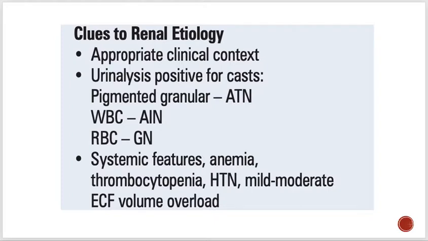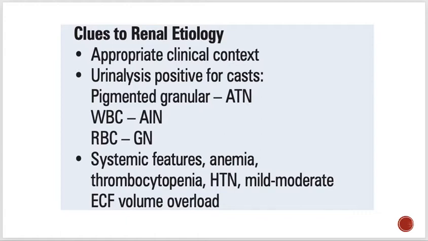When it comes to the renal etiology, the clues are different. Of course, it depends on the clinical context. When we do the urine analysis in these patients, we can get pigmented granules in the case of acute tubular necrosis. We can get WBCs in case of acute interstitial nephritis. We can get RBCs, casts, broken RBCs in case of glomerular nephritis. And systemic features will be anemia, thrombocytopenia, hypertension, mild to moderate extracellular fluid volume overload, depending on the cause of the renal failure, right?